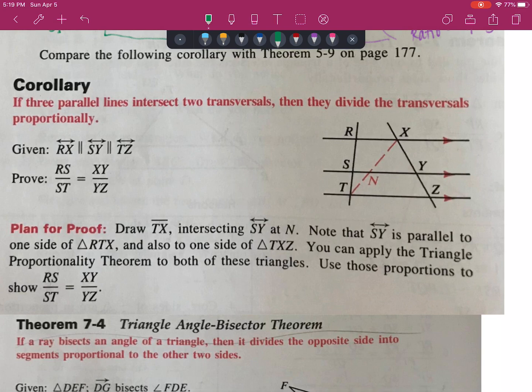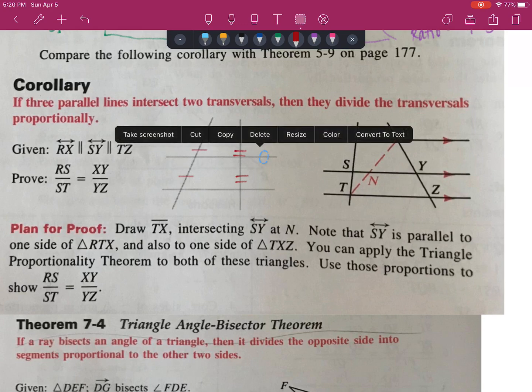Now here we've got, if 3 parallel lines intersect 2 transversals, then they divide the transversals proportionally. Now we have already talked about this with congruence. I'm going to show you real quick here, when we did this, so let me use my straight lines. We did this, and this was pretty cool. We said if, right, then that.